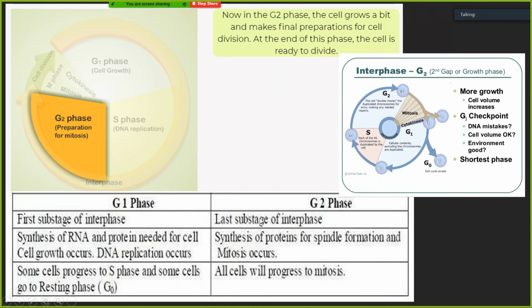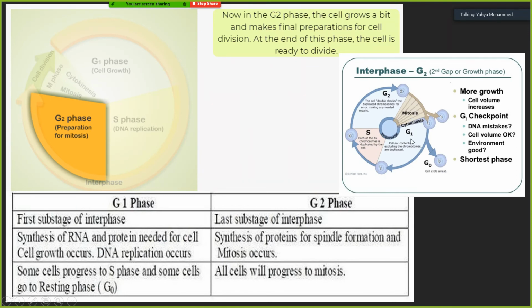Any questions on that? So the cell is growing, but it's more like specific growth, not just general growth. So then what happens in G1? Synthesis of RNA and protein needed for cell growth. In G1, the cell is just growing generally. Take a look: right after G2, in this faded section here, there's mitosis and cytokinesis about to occur.